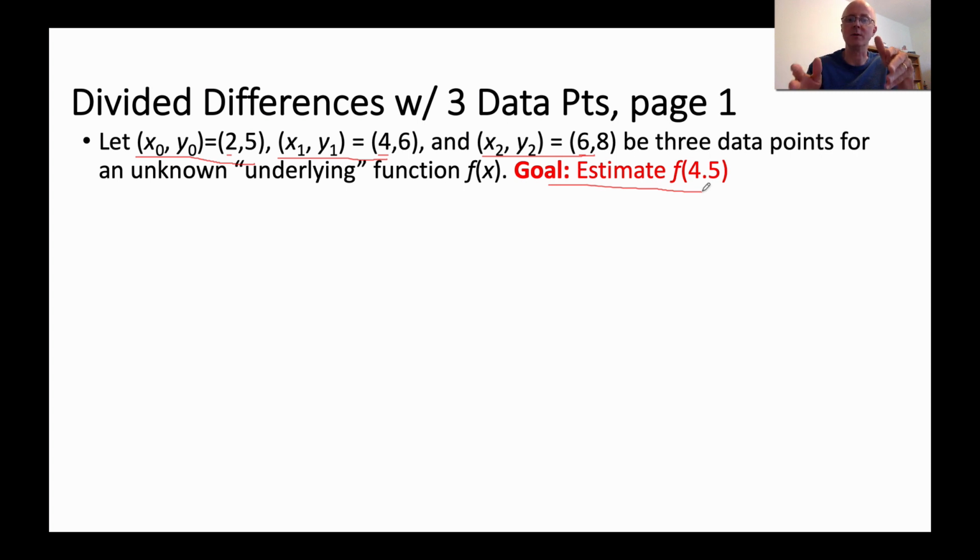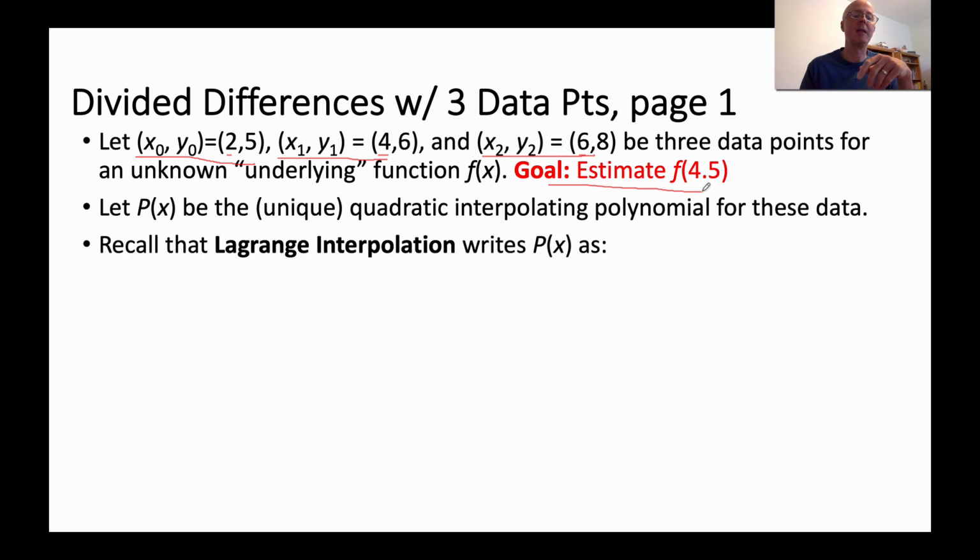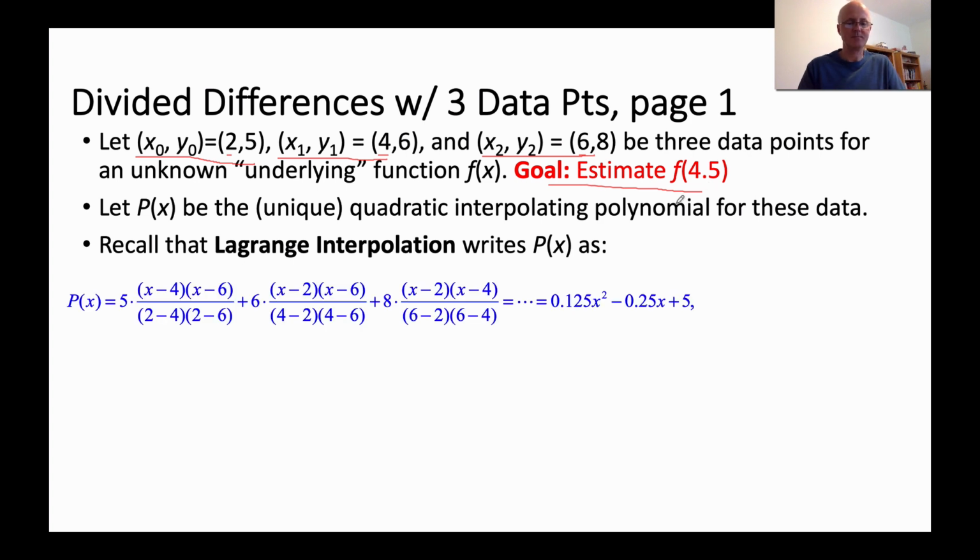It's between 2 and 6, the lowest and biggest nodes. Let p of x be our answer, our unique quadratic interpolating polynomial for these data. In general, when you've got 3 data points that are not along a straight line, there will be a unique quadratic that interpolates them exactly. Lagrange interpolation is the idea of writing these things as a linear combination of some quadratics. What quadratics are they? This one, and this one.